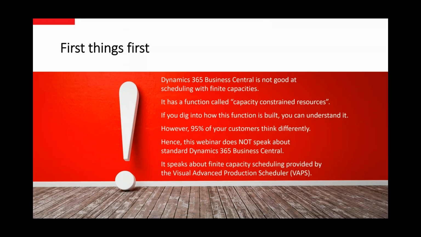Let's do first things first. I'm not sure if you know it, but everybody who has worked with Business Central Manufacturing to some degree knows that Business Central Manufacturing is not good at scheduling with finite capacities. There is a function in the software that is called capacity constrained resources. And to be fair, it produces results that are understandable if you take the time to dig into the Navision or the Business Central code, and if you take the time to dig into how this code works and how this function works. So there is some thinking behind the capacity constrained resources, and I would not say that this is wrong, but our observation is that this is not the way of how your customers, or if you're a user of Business Central or user of Navision, of how you think.